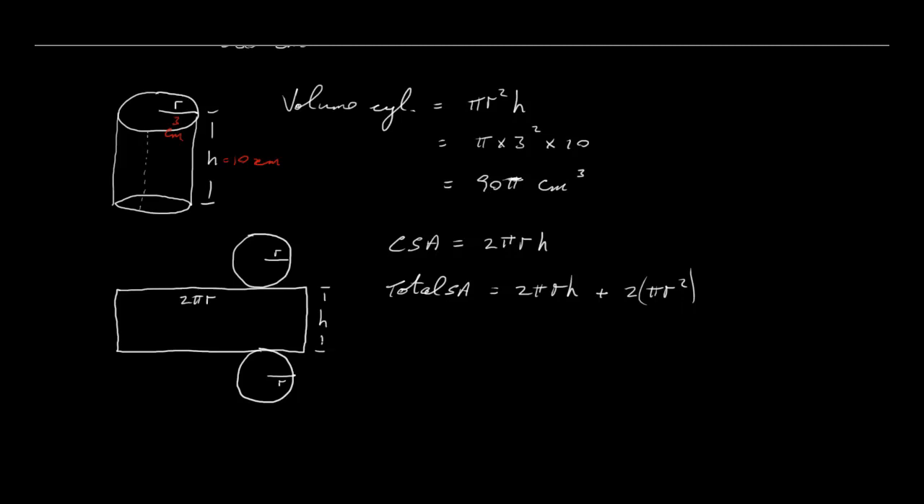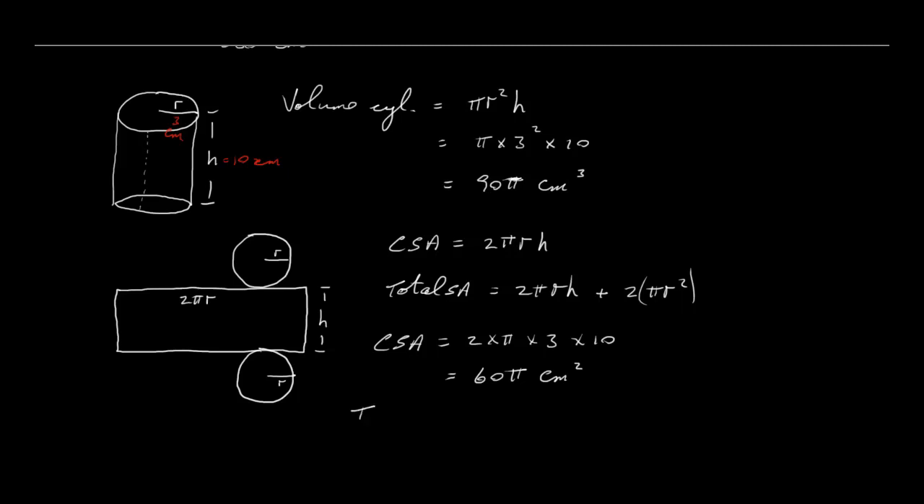So that's our cylinder. In our case, if I put in our dimensions here, our curved surface area is going to be 2 times pi. Our radius was 3, so we multiply by 3, and our height here was 10, so we multiply by 10. So our curved surface area would be 2 times 3, which is 6, 6 times 10, 60 pi. We leave it in terms of pi again. And because it's an area, it would be centimeters squared.